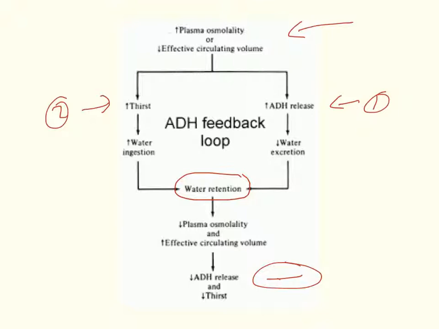And so then we get the stopping of the release of ADH, and you don't feel thirsty anymore. There's your negative feedback. So I've drawn in that little negative sign to show the negative feedback. So this is a negative feedback loop for the work of ADH when your plasma osmolality is too high, or when your water balance is off.